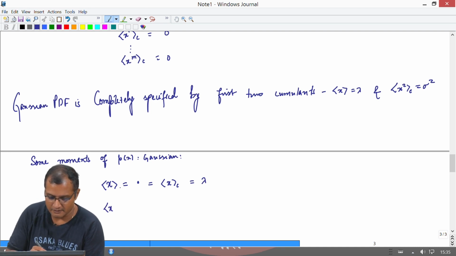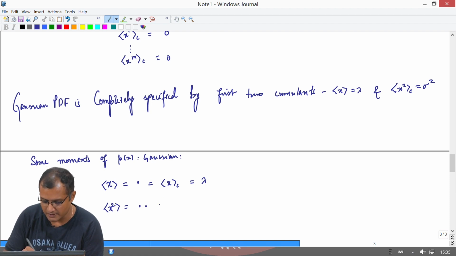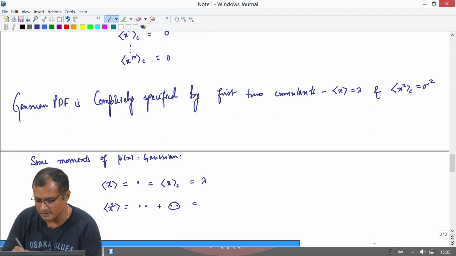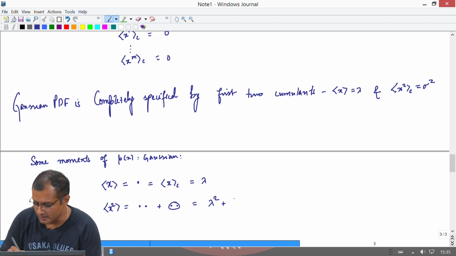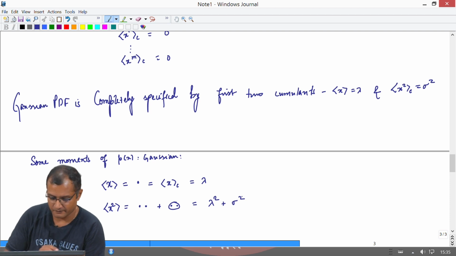The second moment is constructed by 2 points, but 2 points can be either disconnected or connected. Disconnected points are nothing but your moments, so they are lambda square, plus connected dots, which are your cumulant. This is the second cumulant, which is sigma square.